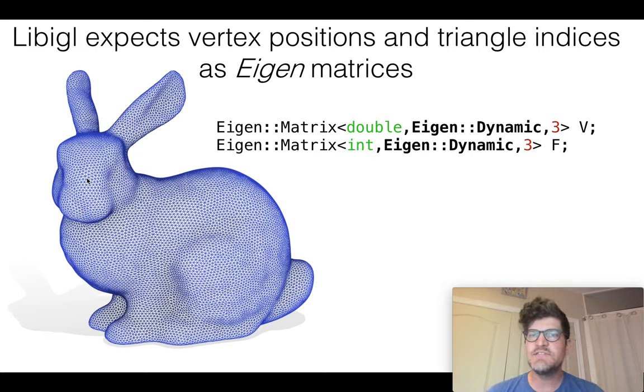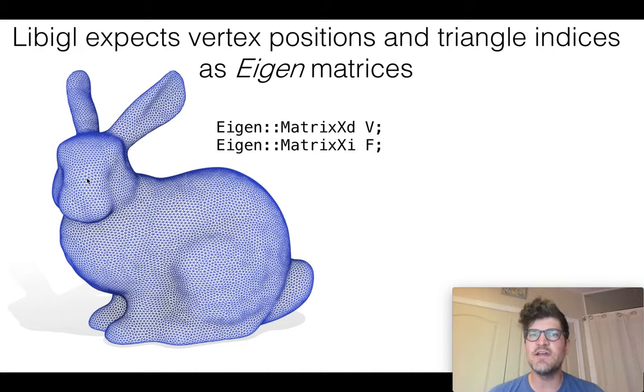Both of these matrices are dynamic in their number of rows. This is telling Eigen that we don't know at compile time how many rows it will have. In this case, I've written that we do know that both of them will have 3 columns at compile time, but sometimes we don't, and often it's just simply shorter to write this using the Eigen shortcuts MatrixXd and MatrixXi, which assume dynamic rows and columns.